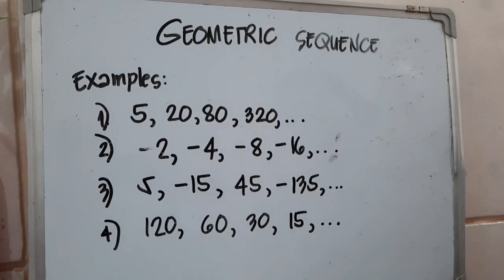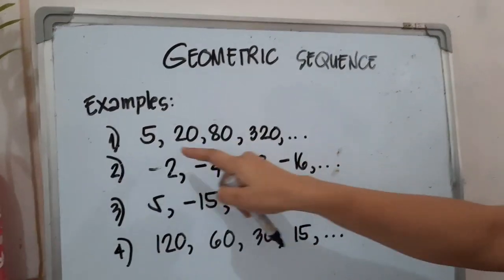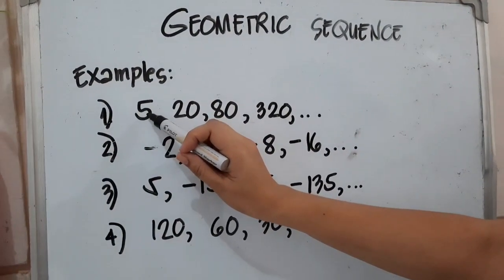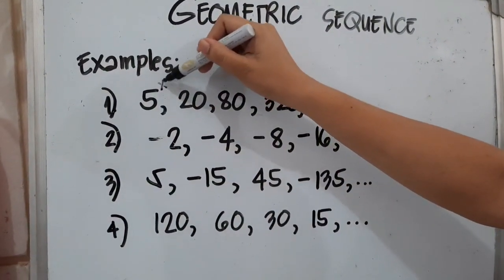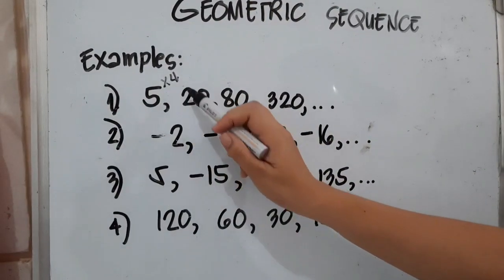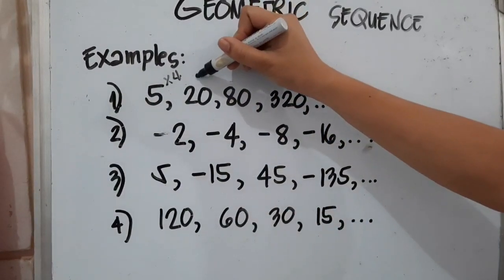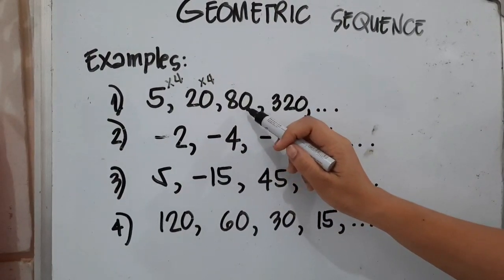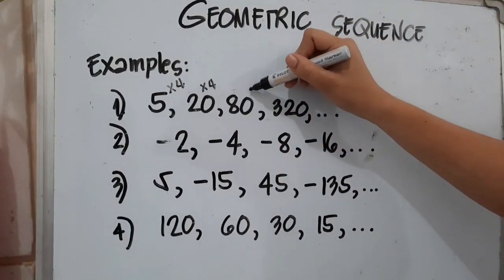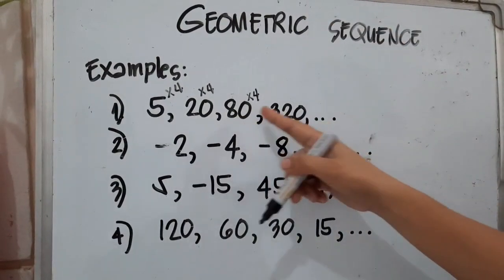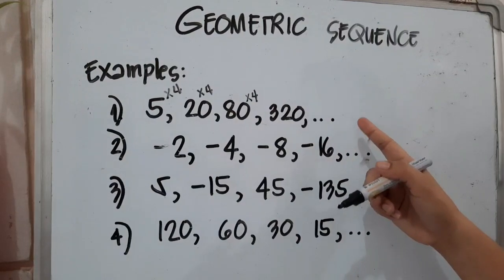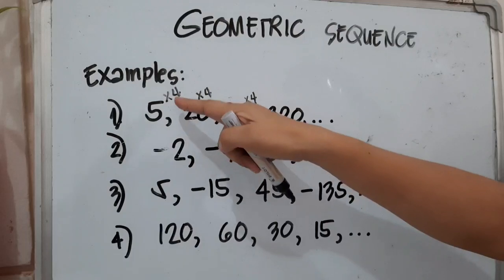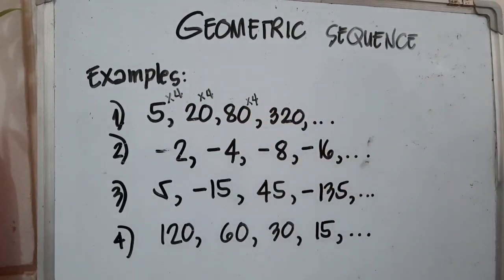Very good, you got it right. We'll start with number 1. If you are going to notice, we just multiply our first term by 4. 5 times 4, we get 20. The same also, we also multiplied our second term by 4. So 20 times 4 will give us 80. The same also, multiply that one by 4, we get our answer, which is 320. Very good. Our number 1, we just multiply it by 4 to obtain the next term.